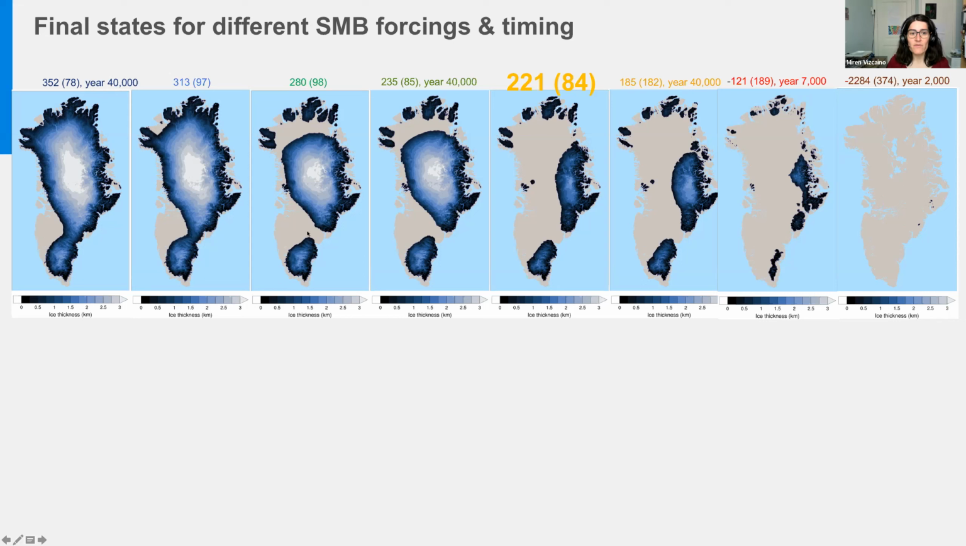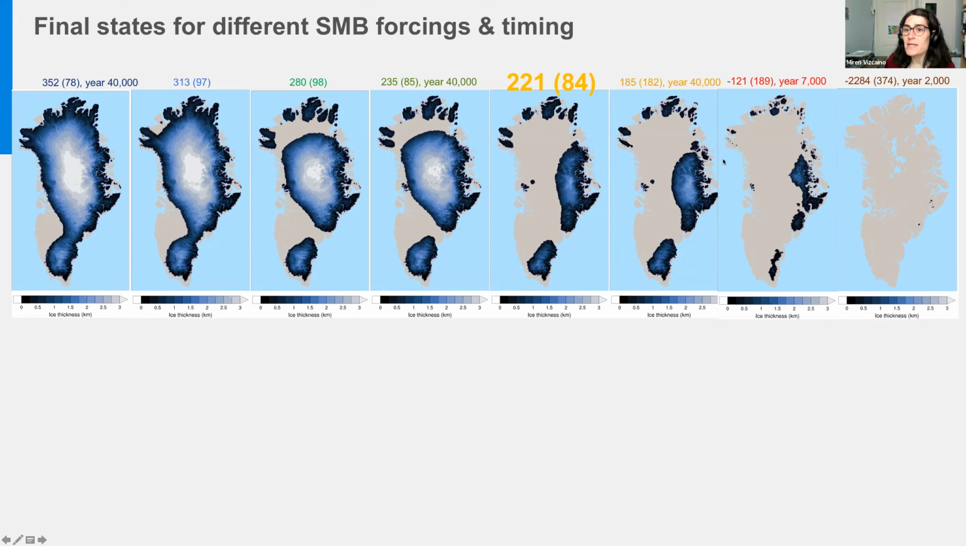And then for more forcing, we have this splitting of the ice sheet, and it is for this one that the final volume is around 1 meter sea level equivalent. And this was our threshold to consider, okay, the ice sheet is gone. So we find it for a positive SMB that is pretty high. It's more than 200 gigatons per year.